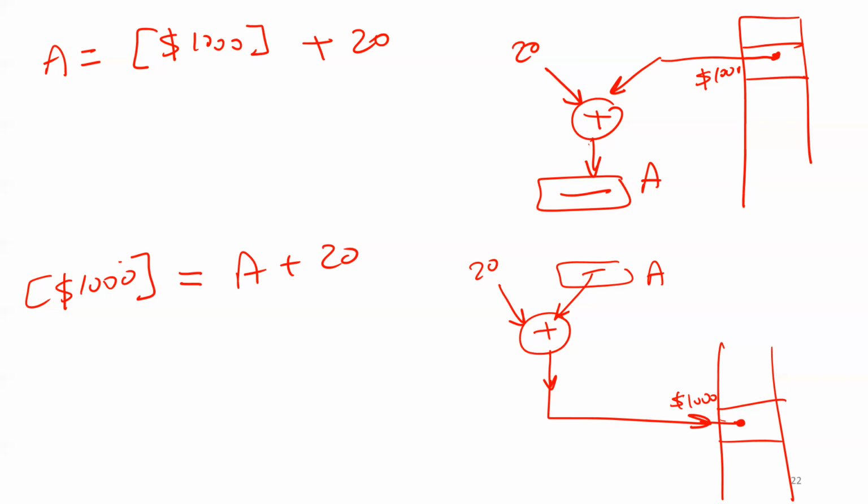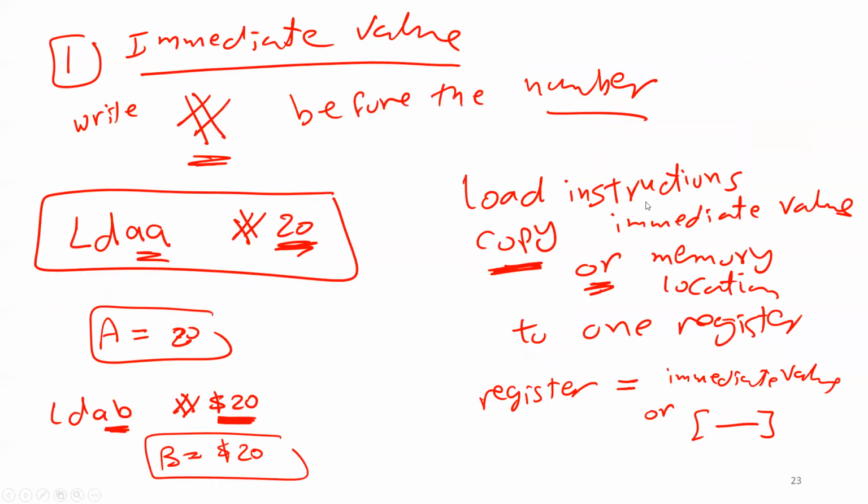Okay, so let's do it one by one. Let's start with immediate value. If this is an immediate value, how can you use it in an instruction? Very simple, very straightforward. All you have to do, guys, is put the pound sign, or hashtag, before the number. That's it. If you put a hashtag and then a number, it means this is an immediate value.